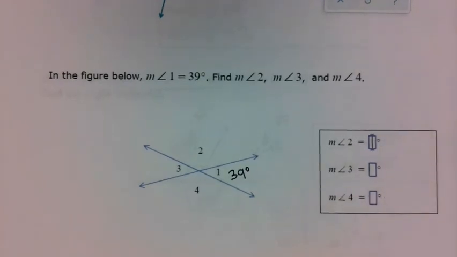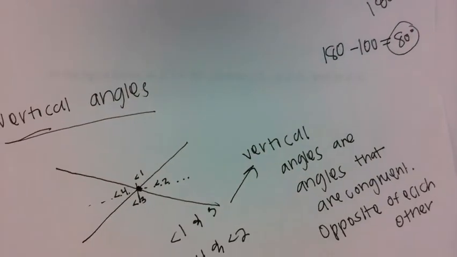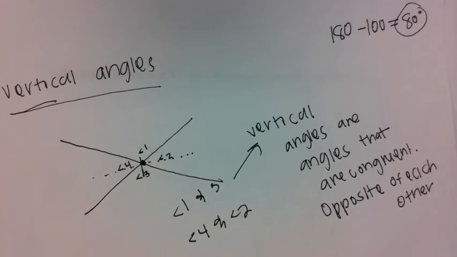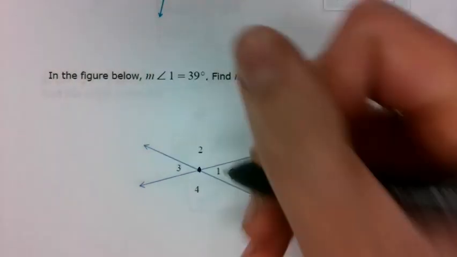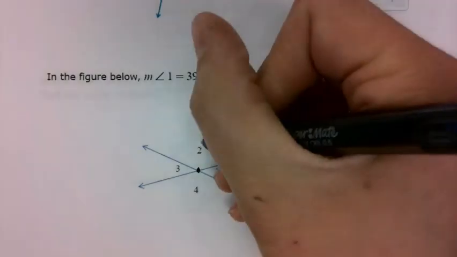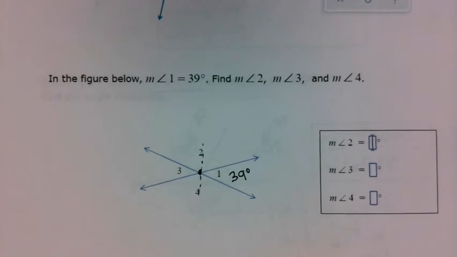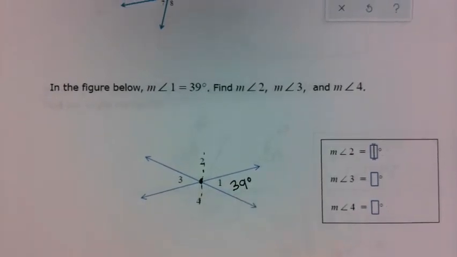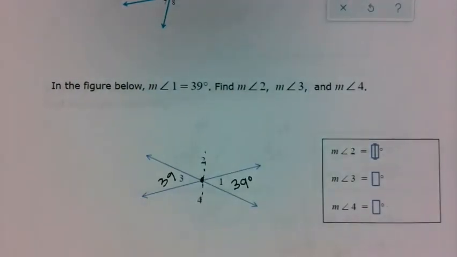Now remember what I said back on this page. Vertical angles are angles that are congruent. That means they're the same size. They're equal to each other in size. So if I were to, here's my vertex and my angles, if I were to fold on this dotted line and land it straight over, angles 1 and 3 are vertical angles, and because they fold and land perfectly on each other, I could come right in here and say this angle is 39 degrees.